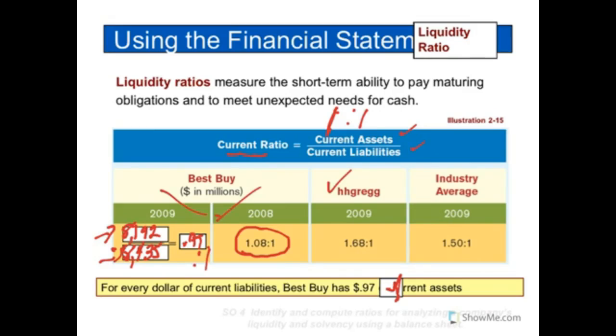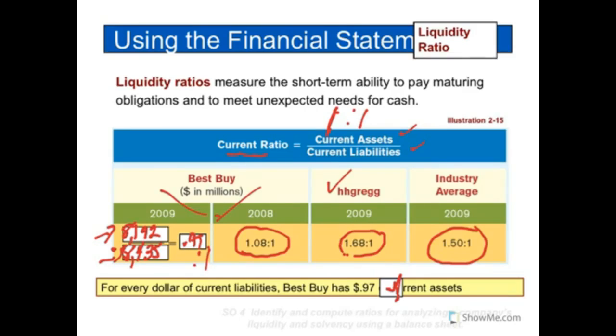Now if we compare it to our competitor, H.H. Gregg, in 2009, look, they had $1.68 in current assets for every dollar of liabilities. Now there are companies that do industry averages, and they present those industry averages. You can look at your industry, and for all companies in your industry, the average current ratio is 1.5 to 1.